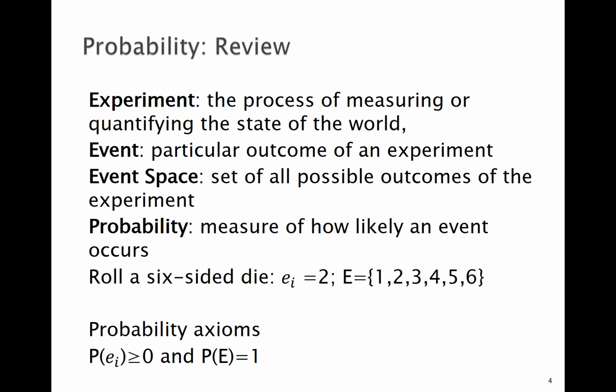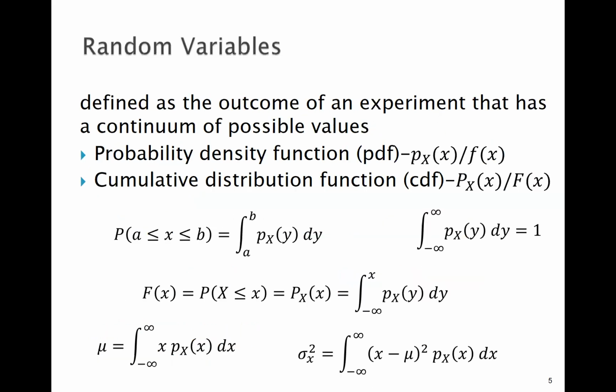We have some axioms for probability. The probability value should be at least 0, a number between 0 and 1, and the probability of the event space is 1. It cannot be a negative number.